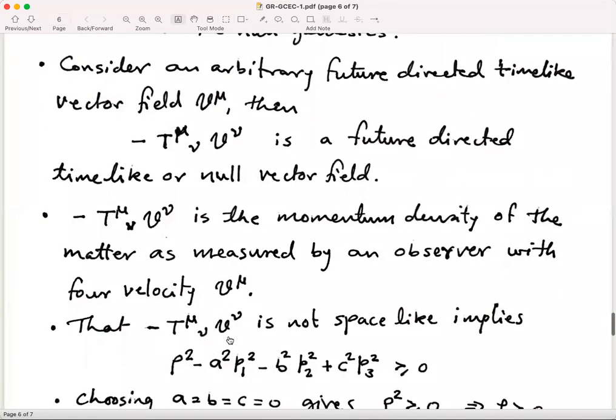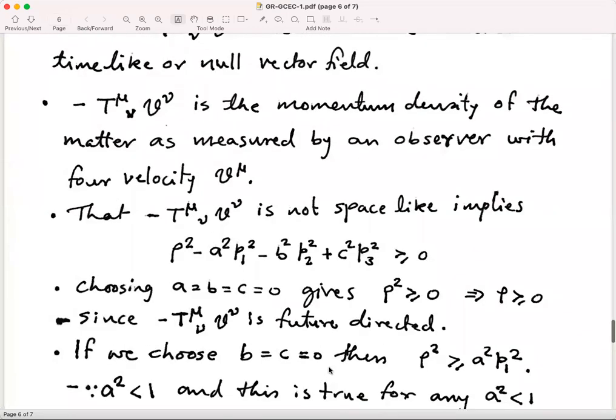If you want to demand that condition, then we say that minus T mu nu V nu is not space-like, so the norm of this vector should be either zero or negative, because it should be either null or time-like. That gives you a condition like this: rho squared minus A squared P1 minus B squared P2, sorry, this should have been minus, minus C squared P3. Sorry, this is minus C.